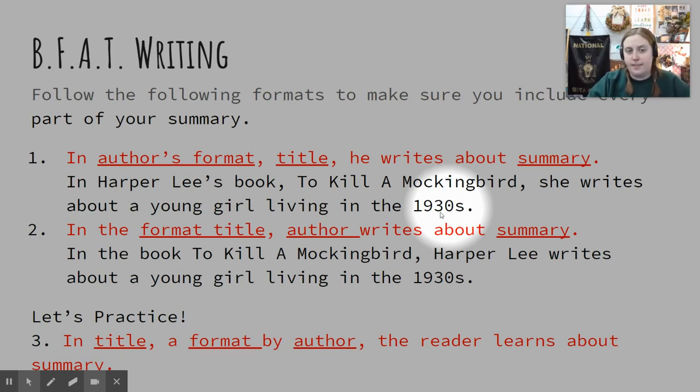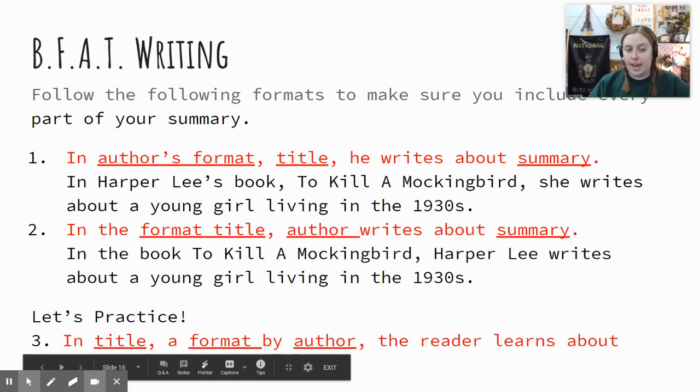Another way that you can write the BFAT statement, look at this, another format that you can use. You can say in the, and then insert the format, then the title, and then have a comma, and then insert the author's name again, writes about, and then include the summary. So what this would look like is in the book, which is the format, To Kill a Mockingbird, which is the title, Harper Lee, which is the author, writes about a young girl living in the 1930s, which would be the summary.